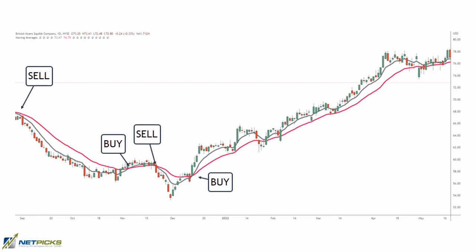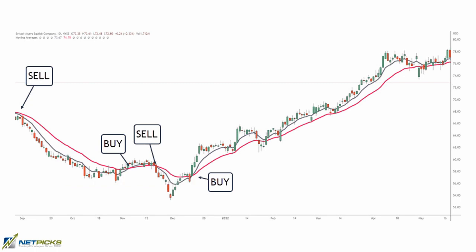But you want to use it with other indicators if you're going to use that crossover. For example, even just using support and resistance levels is a lot better than just trading the crosses. So if the moving average crossover occurs at a support or a resistance level, it could be a strong signal that a trend is about to occur in the opposite direction.